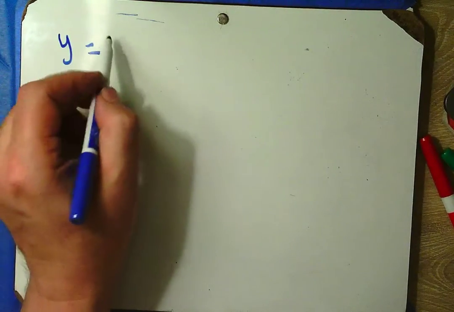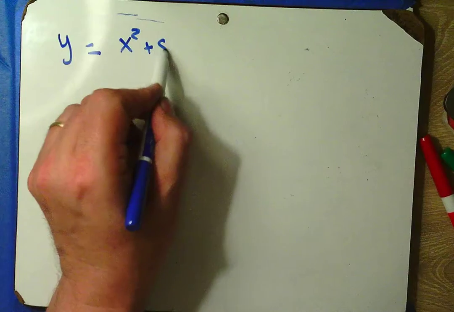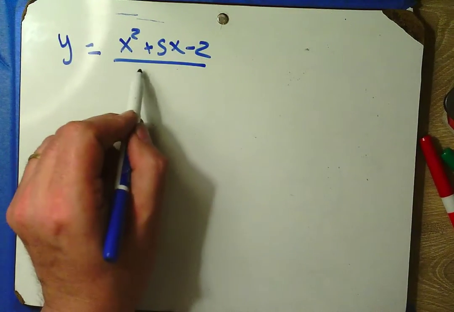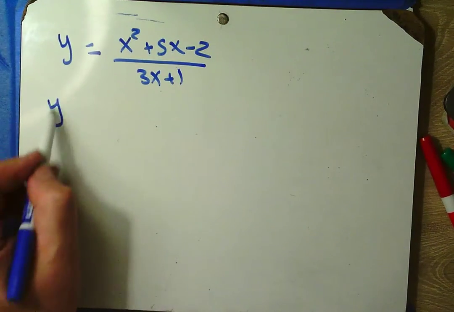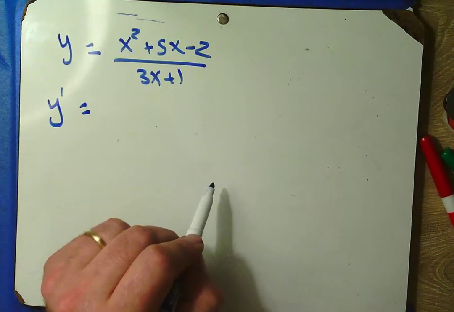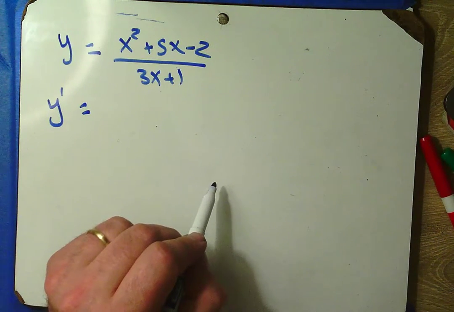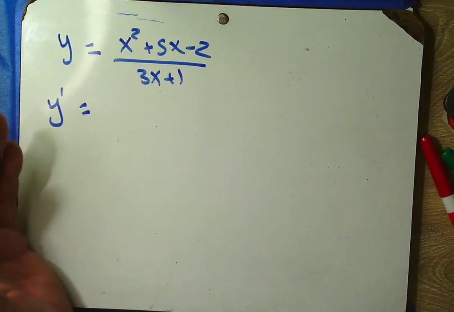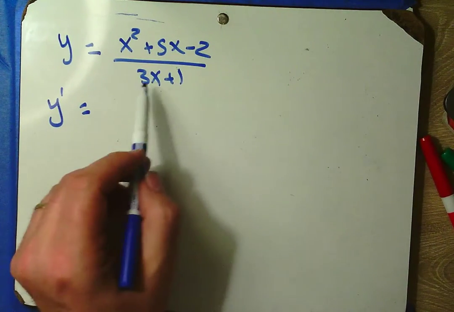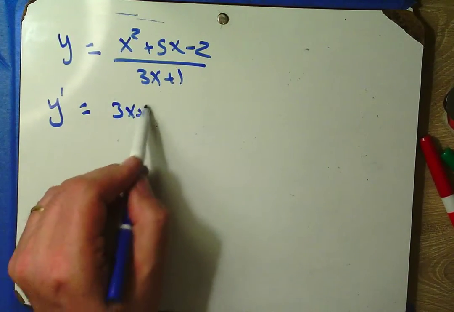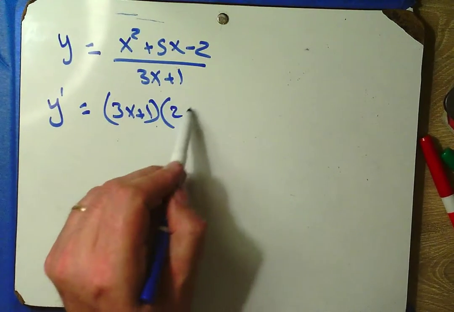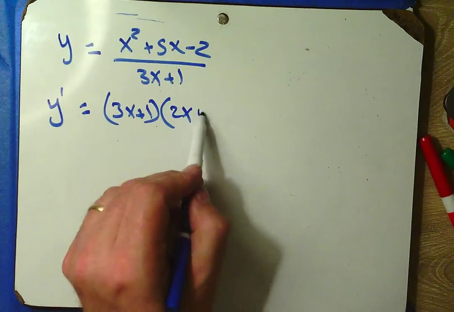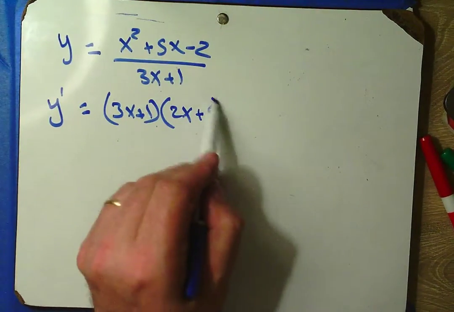Perhaps we should try one together. How about y equals x squared plus 5x minus 2 over 3x plus 1 on the bottom. What would y prime be? Well, I'm waiting for you to do it. All right, low, d high. What's the derivative of this stuff? Well, the derivative of x squared is 2x. The derivative of 5x is 5, and the derivative of minus 2 is 0.